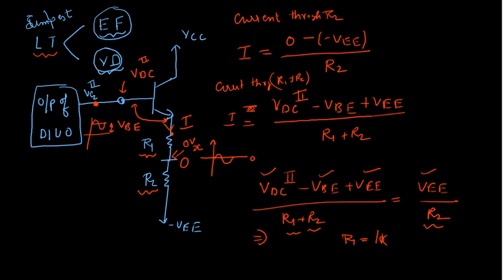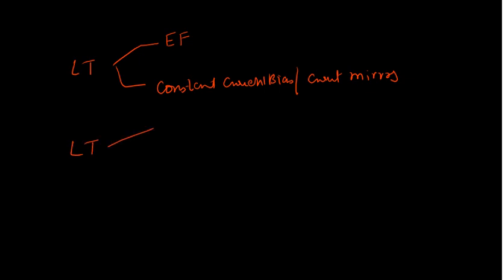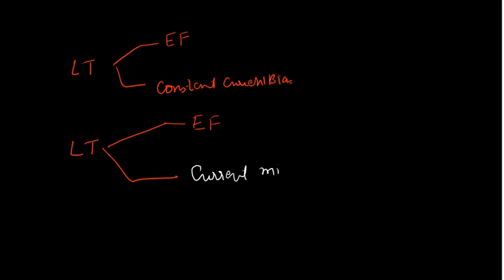To further improve the performance of the level translator, it can be used in combination with an emitter follower along with constant current bias, or current mirror. Constant current bias, or you can write it separately, that you can use an emitter follower along with a current mirror. So these two configurations we'll see later.